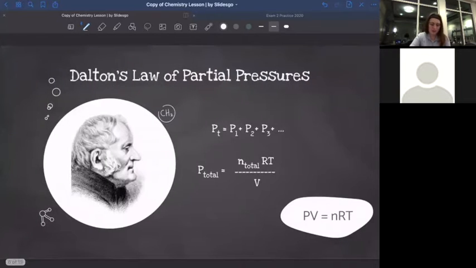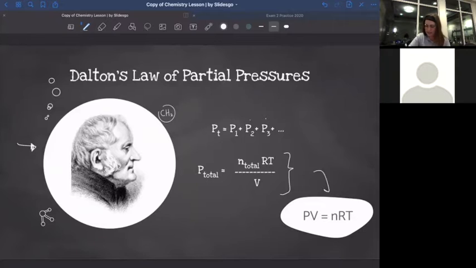Here we have Dalton, and he said that the total pressure in a given volume at a constant temperature is going to equal the pressure of the first gas plus the pressure of the second gas plus the pressure of the third gas, and so on. We can also see this represented in this equation, where the total pressure equals the total sum of all the moles times the constant R times T over V.